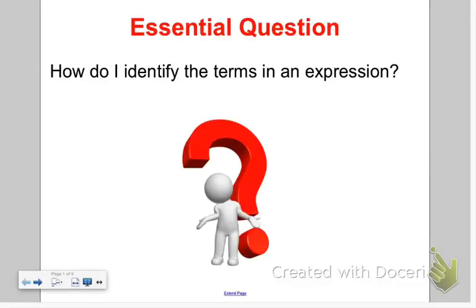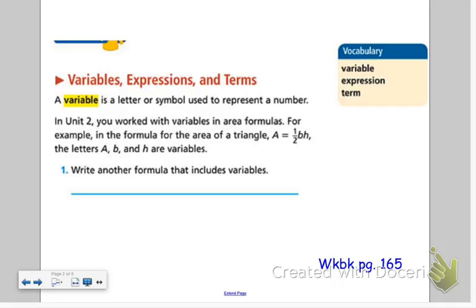In our first lesson, we're going to answer the question, how do I identify the terms in an expression? So we're going to be talking about terms, we're going to talk about what an expression is, but first we're going to talk about what a variable is. If you look at workbook page 165, you can see the definition for a variable is a letter or symbol that's used to represent a number.